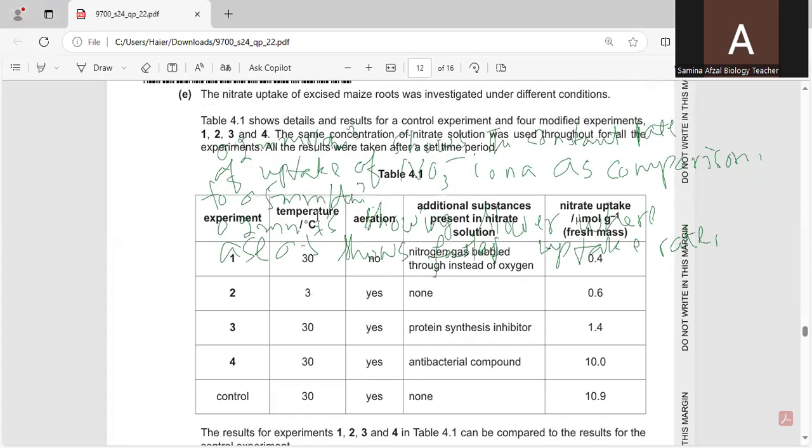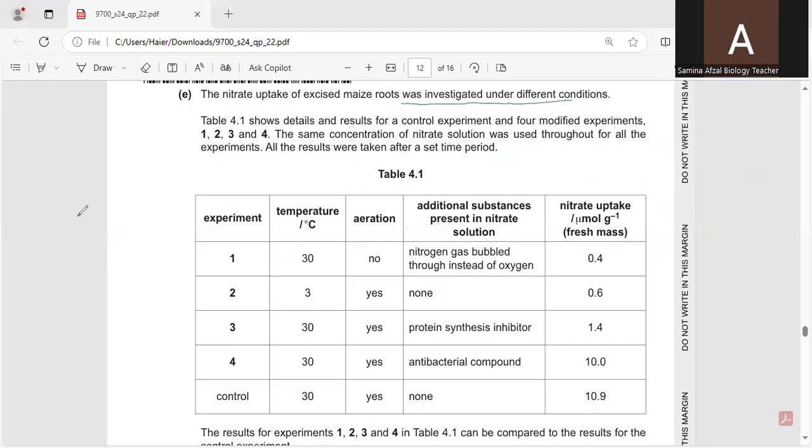Now, the nitrate uptake of excised maize roots was investigated under different conditions. Table 4.1 shows details and results for a control experiment and 4 modified experiments, 1, 2, 3, and 4. So these are the 4 modified and 1 control experiment. The temperatures: experiment 1 at 30 degrees centigrade, 2 at 3 degrees centigrade, and 3, 4, and control were all kept at 30 degrees centigrade. Aeration was provided only in 2, 3, 4, and control, not in experiment number 1.